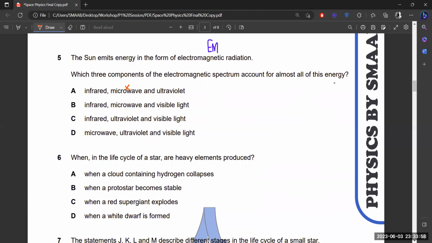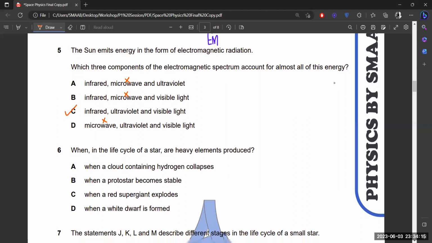And option B, again microwave. So microwave again not possible. And in D, microwave is also not possible, because microwave we use in our daily life for the signal transmission between satellite. So C is the right choice: infrared, ultraviolet, visible light. This is the right choice.